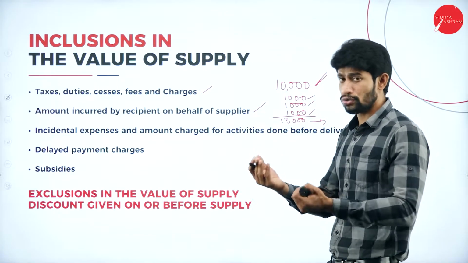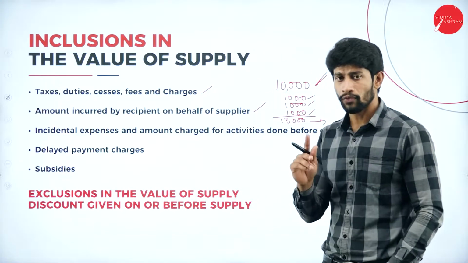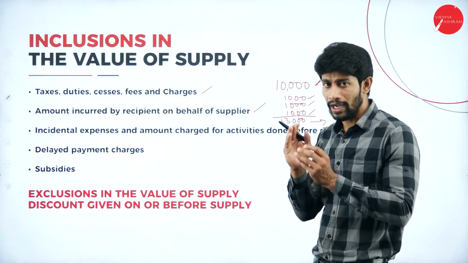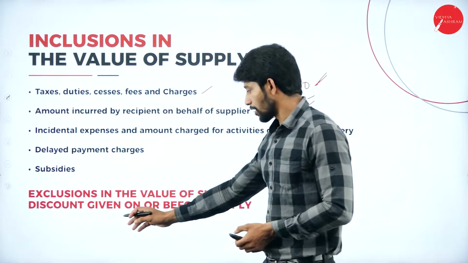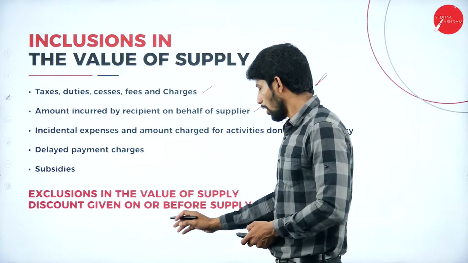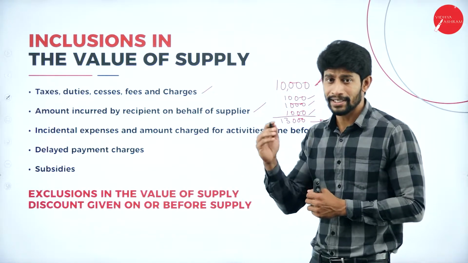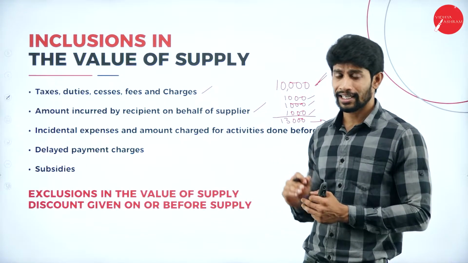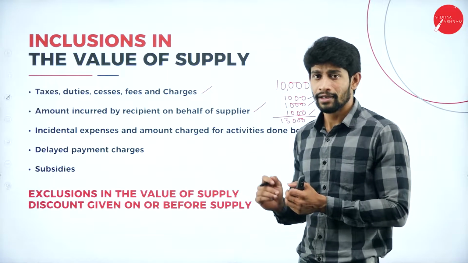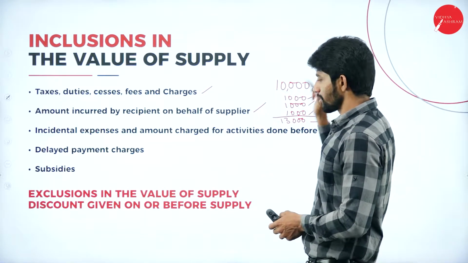If it comes to exclusions, the exclusion in the value of supply, only one item we are going to exclude from the value of supply. So what is that one item? That is discount given on or before supply. If any discount is given by the supplier to the recipient, that discount is deductible and excludable from the value of supply. Say here the value is 10,000.